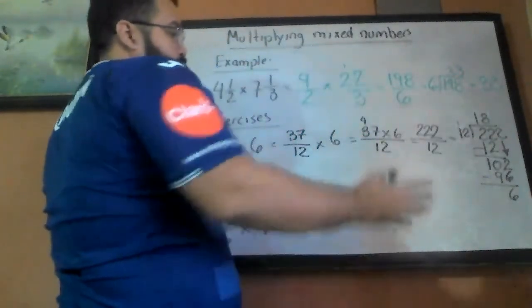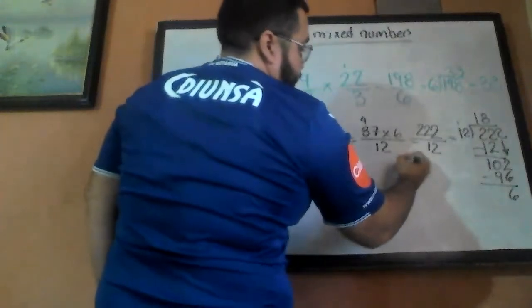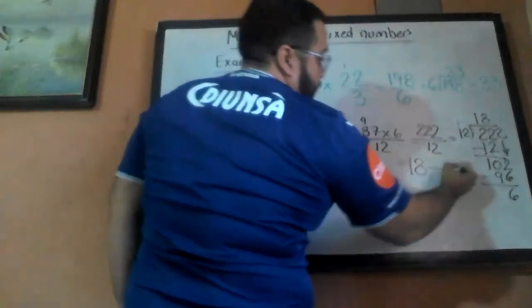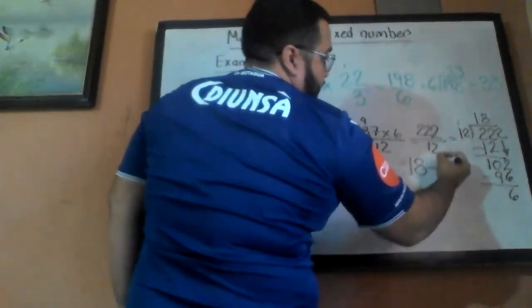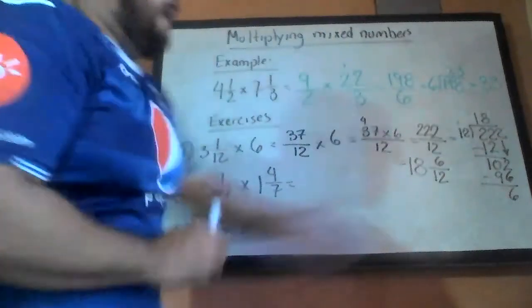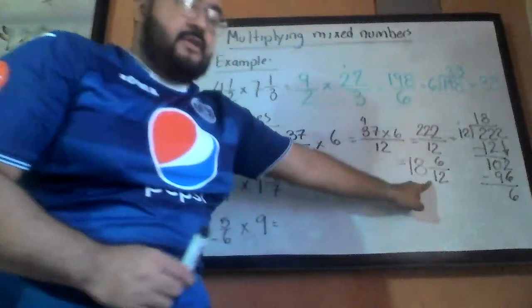And with these 3 numbers, we're going to make our mixed number. I'm going to work here. Our whole number is going to be 18. 6 is going to be our numerator, and 12 our denominator. In here, we can simplify. We can simplify the fraction.